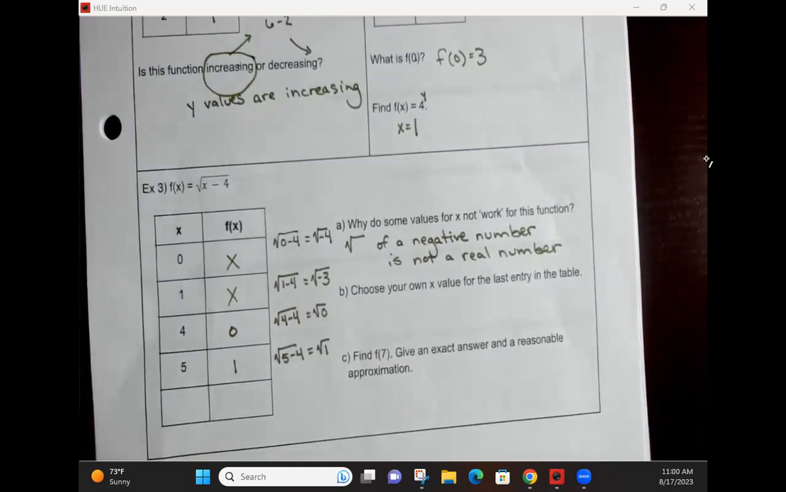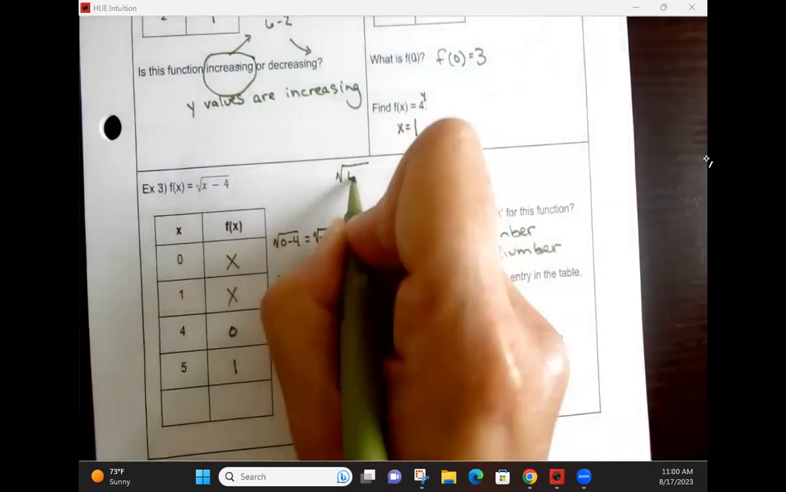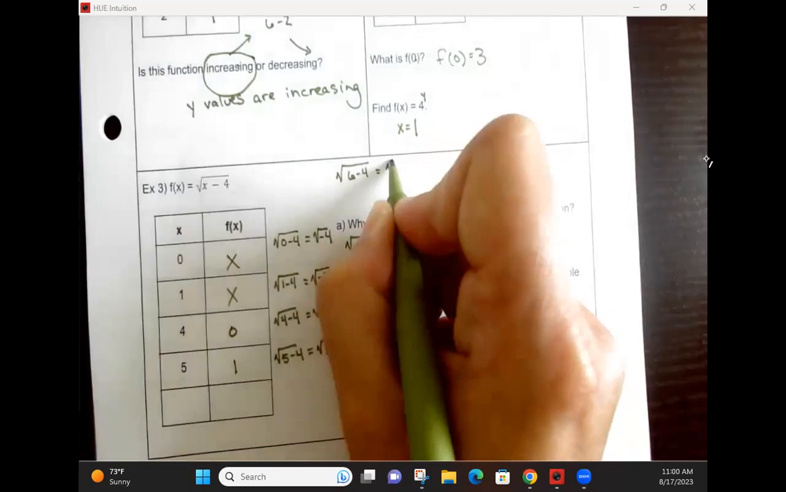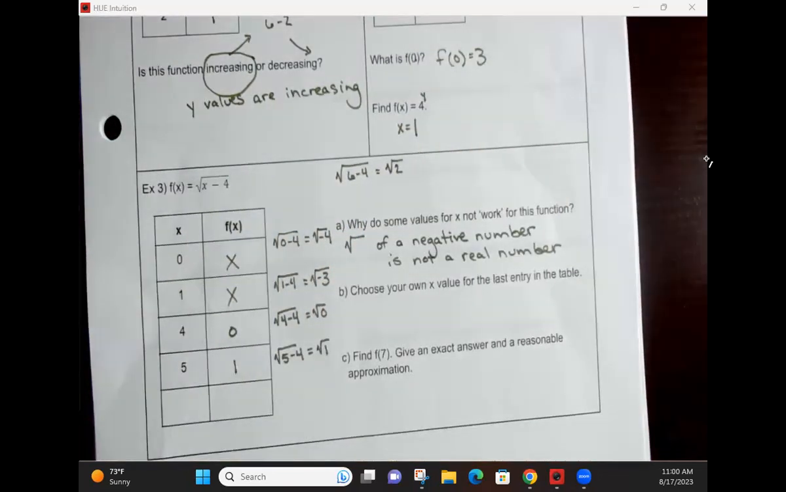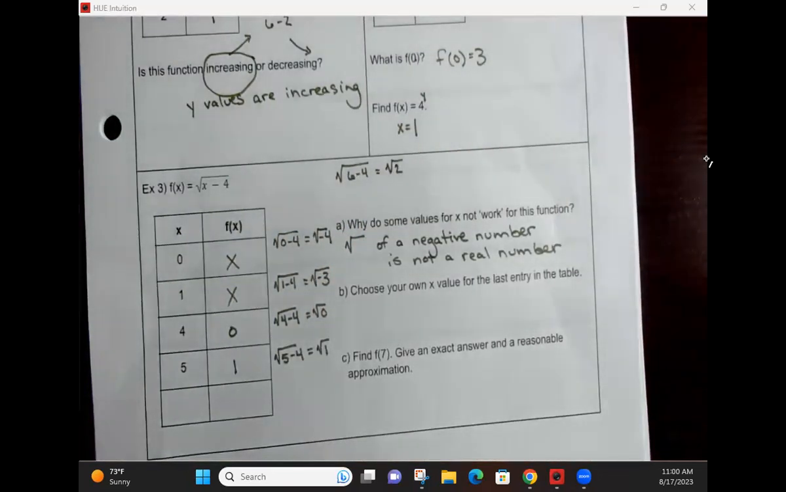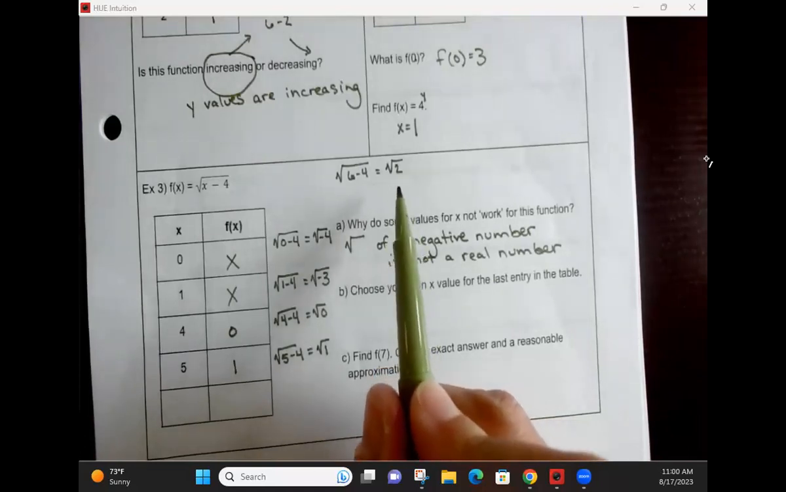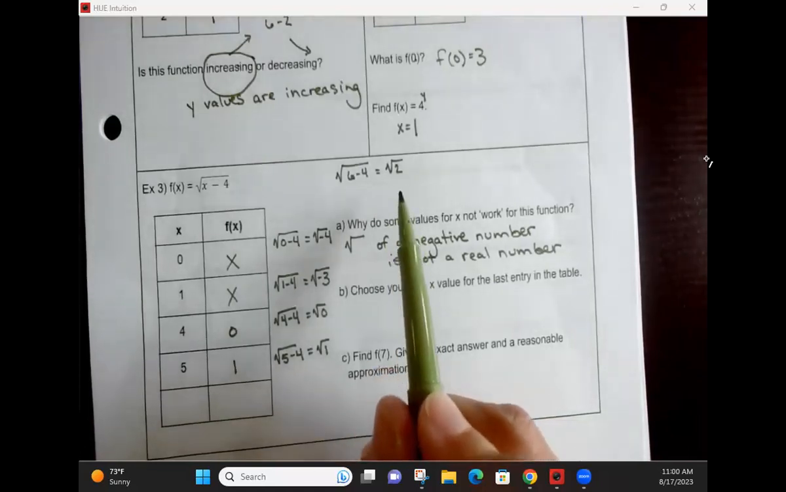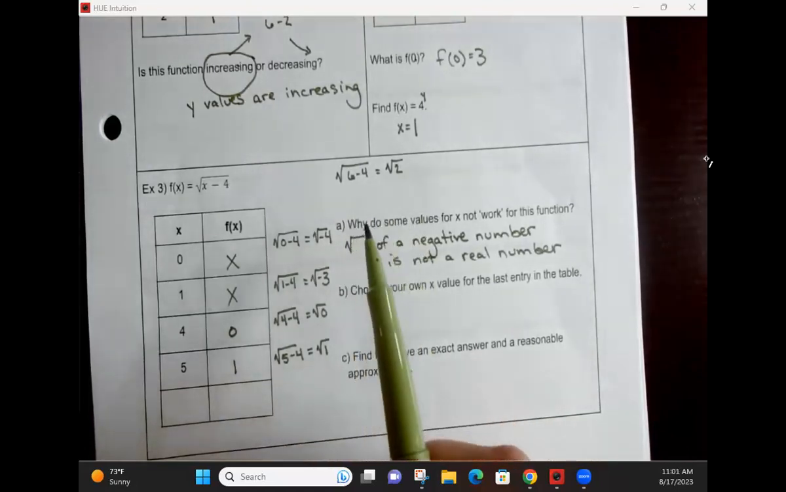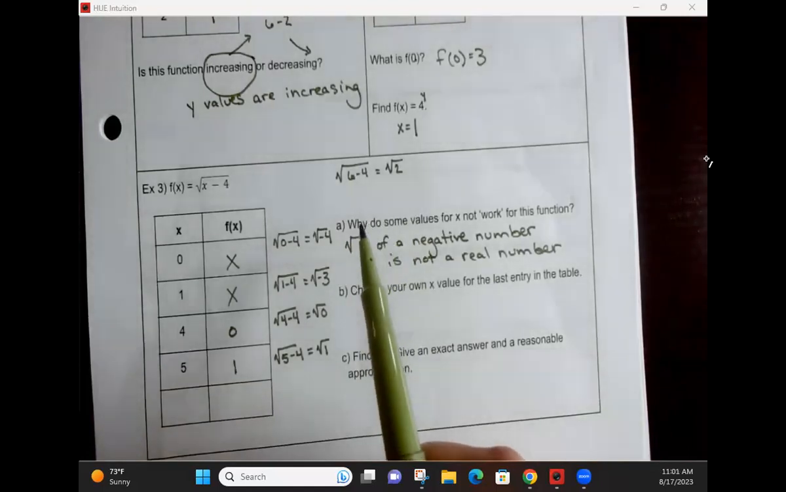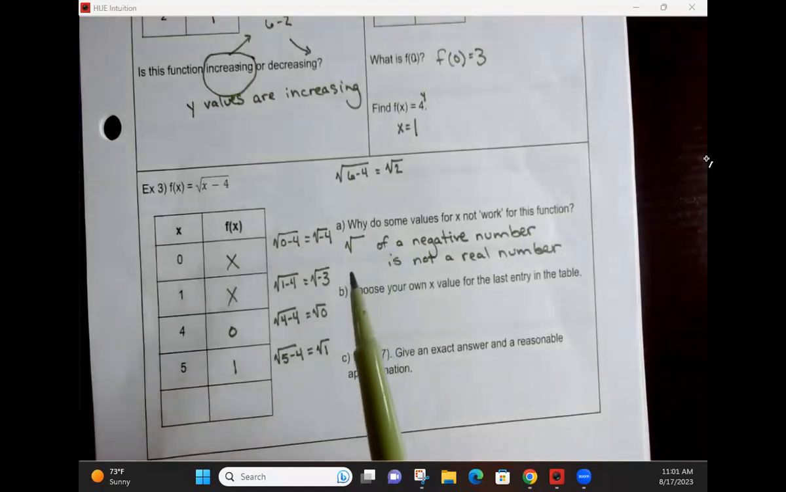Sure. If I choose to plug in 6, I would have the square root of 6 minus 4. So I've got the square root of 2. And there's nothing wrong with the square root of 2. It is a perfectly fine number. But if I'm using this table to graph, is that an easy number to plot? Not so much, right? It's not a whole number for sure. It's going to be some sort of decimal. Off the top of my head, I don't know exactly what that decimal would be. I don't have a very precise approximation of it.